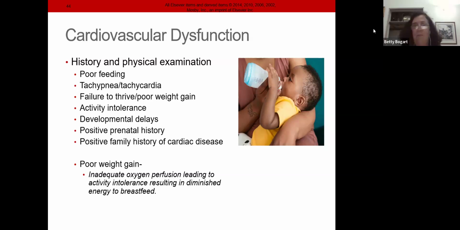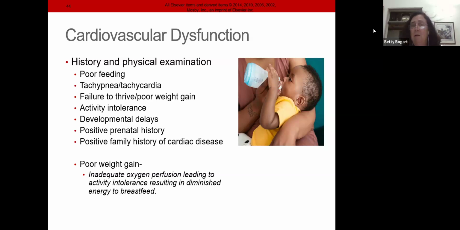So poor feeding. You're going to see them tachycardic because the lungs are filling with fluid. The body wants the oxygen. Now you're burning up all of these calories and you're not eating that much. So failure to thrive with poor weight gain. Of course, no activity tolerance because you can't breathe. And then you're not getting nutrition, so cognitive delays, right? No nutrition, newborn cognitive delays. Now, sometimes we know, sometimes we don't. But it's something that we see, those symptoms.